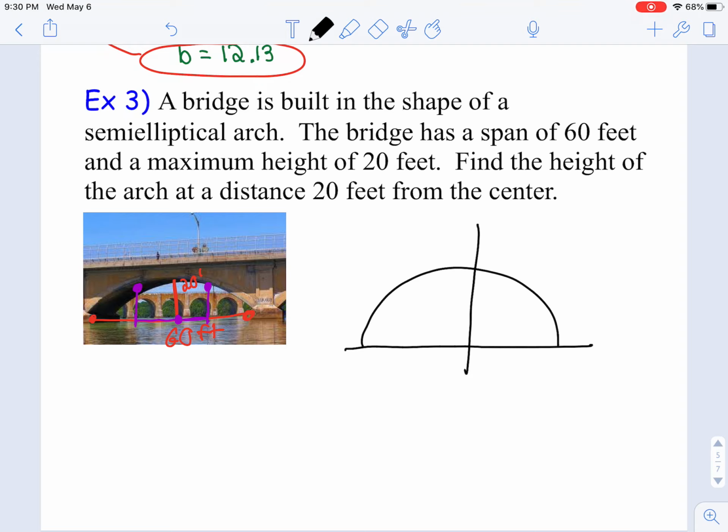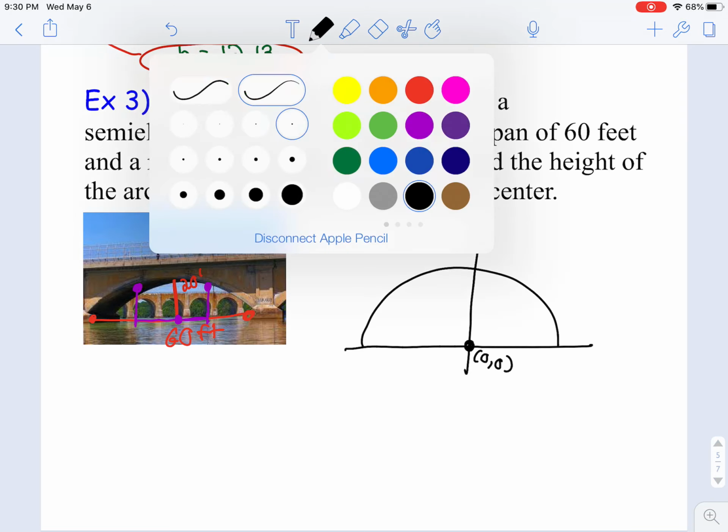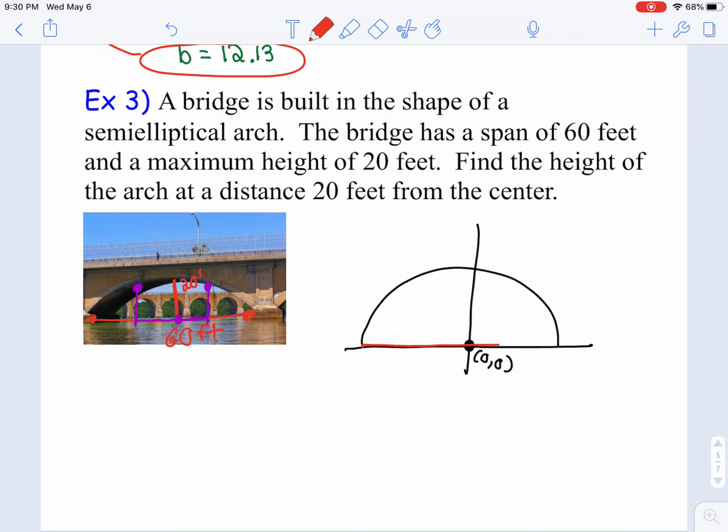And once again, we're going to draw this elliptical shape so it's kind of centered in the graph. In other words, I want my center right here at 0, 0. Remember, the width is 60 feet, so this would have to be 30 feet and the other side would have to be at negative 30 feet. We also know that the height was 20 feet, so this is 20 feet.